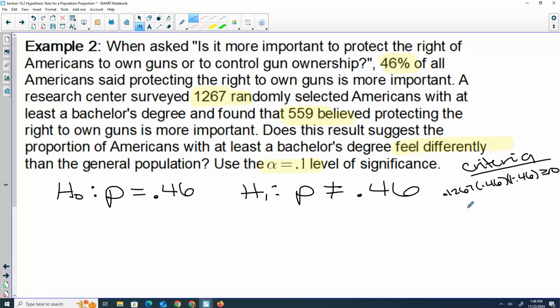Get 314, so that's good. Is 1,267 less than 5% of the whole population? So criteria is good, that means we can move forward.